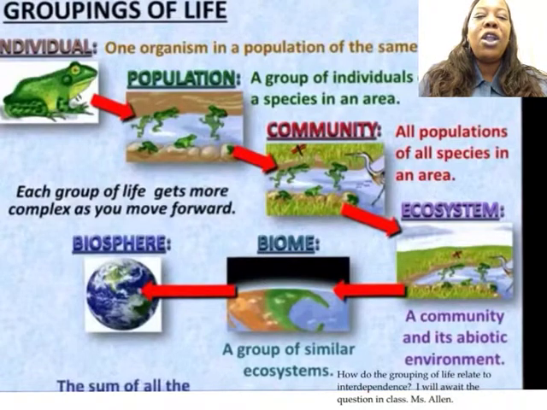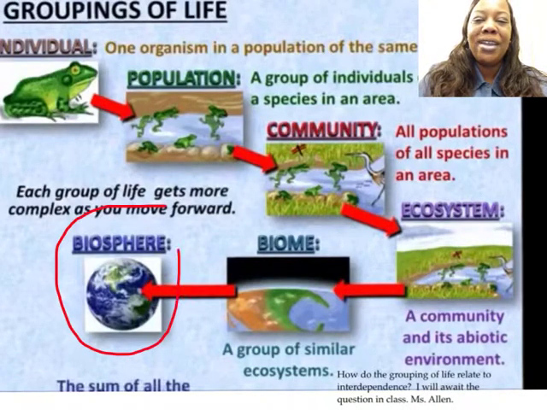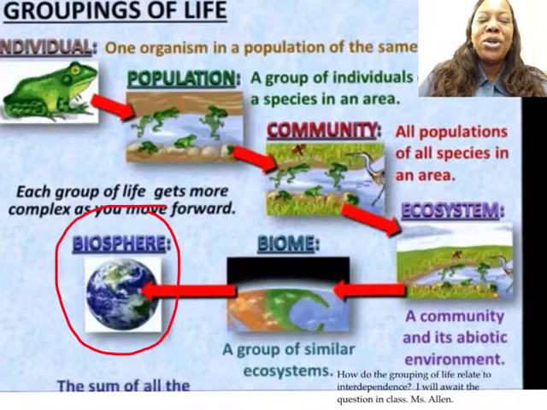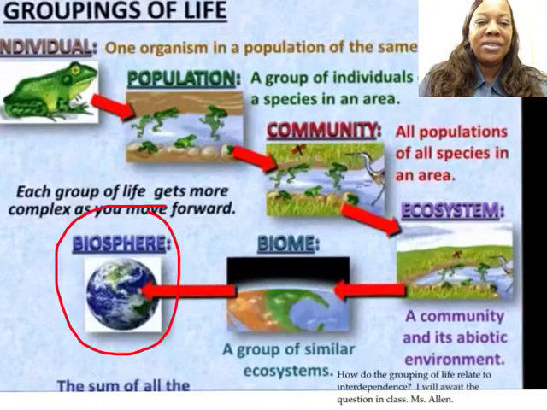Ecosystems are a part of a larger unit called biomes, a group of similar ecosystems. Altogether, they make the big biosphere. There's that word bio, which of course represents life. A biosphere represents the sum of all living things.